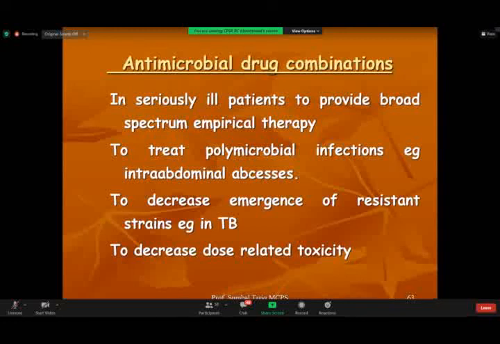Antimicrobial drug combinations can sometimes be given, like I told you beforehand, in seriously ill patients to provide the best and broad spectrum empirical treatment. हमने उनको different type की एक वक्त में 2 या 3 antibiotics पे you have to put them on that. Let's say कि अगर किसी को intra-abdominal abscess है, तो you have to think of gram-positive bacteria, you have to think of gram-negative bacteria, you also have to think of anaerobes.